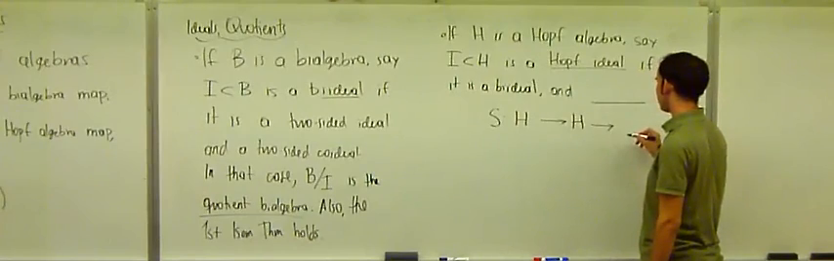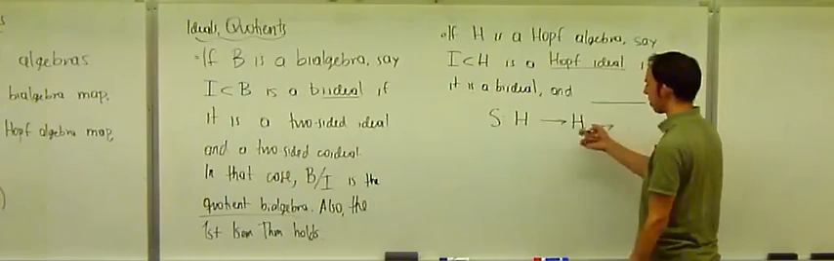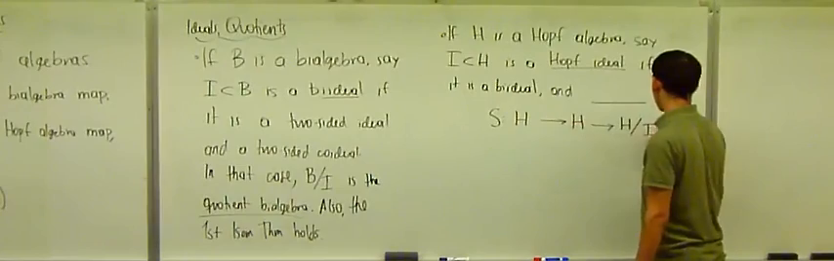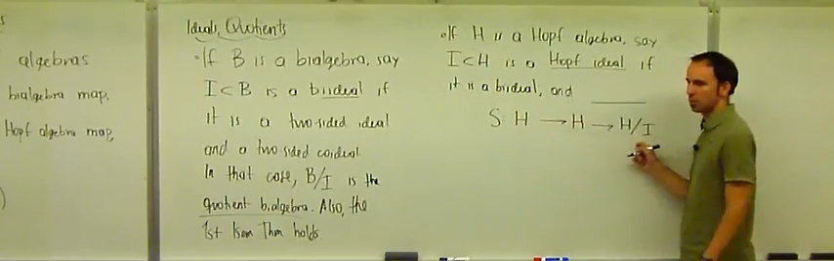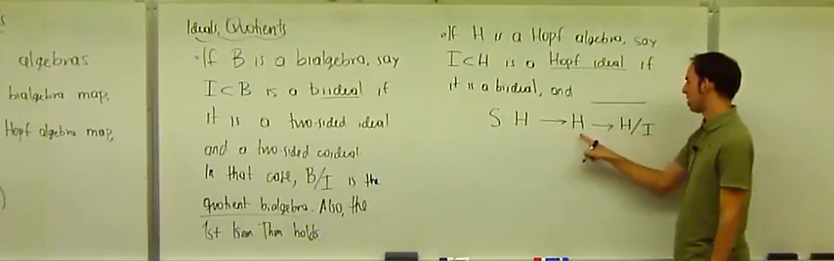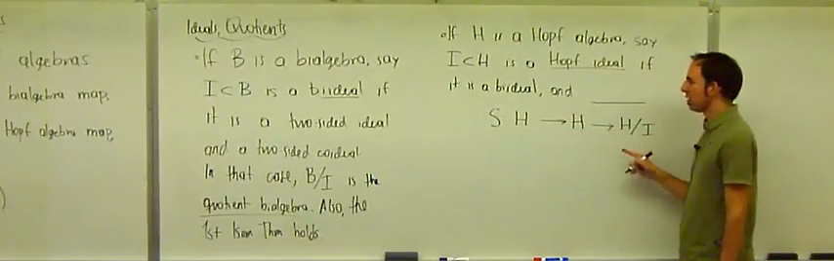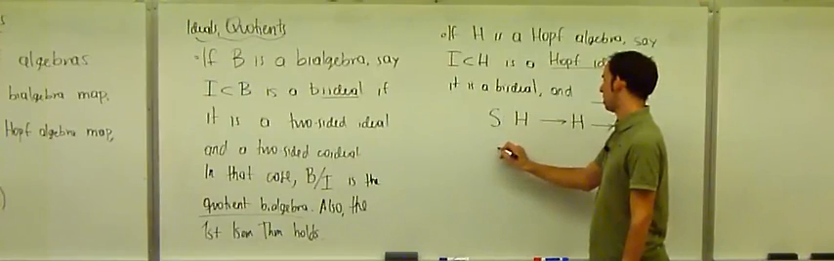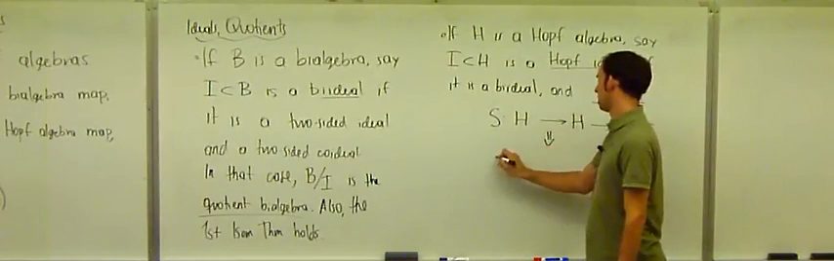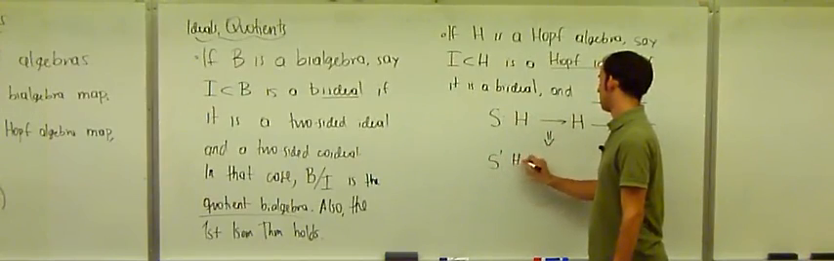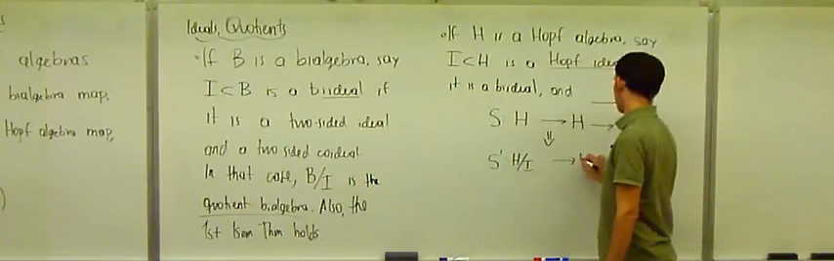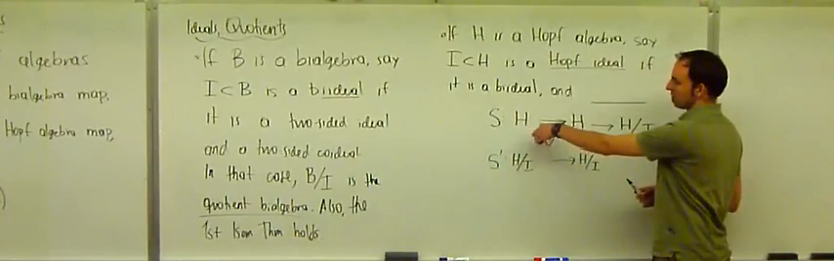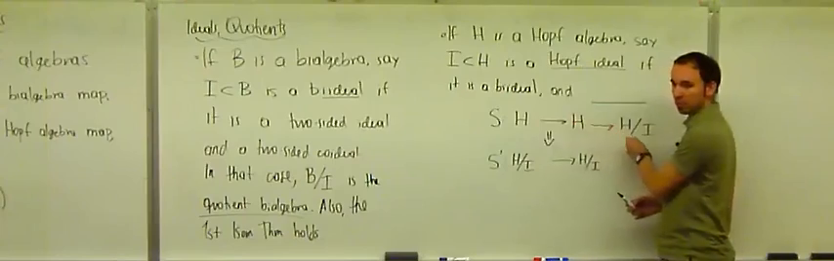I mean, how do we define this map? Well, we certainly have a map from H to H mod I, which is just, you know, taking the antipode and then modding out by I. And when does that descend to a map? Let's call it maybe S prime from H mod I to H mod I. And that's going to work as long as I is in the kernel of this map.